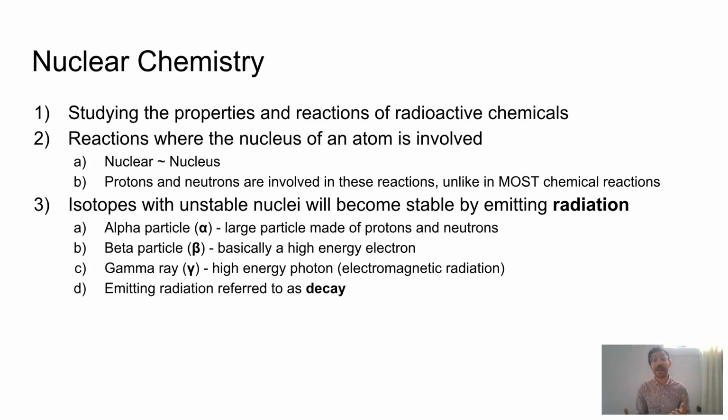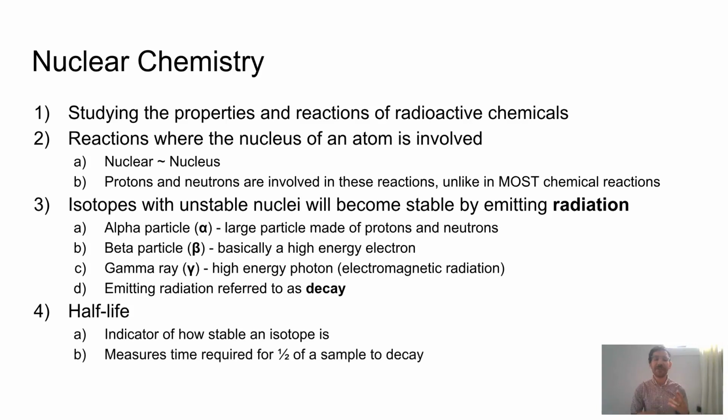And so emitting radiation, when these nuclei do this, this is referred to as decay. So we might say alpha decay for an alpha particle, beta decay for a beta particle, or gamma decay for a gamma ray being shot out of there. Notice it's not called a particle, it's a ray because it is not matter. It's not a particle. Or debatable. Anyway, half-life is an indicator of how stable an isotope is. The half-life measures the amount of time for half of a sample to decay, and there's more on this in a subsequent video. But it's basically all we're going to say for now.